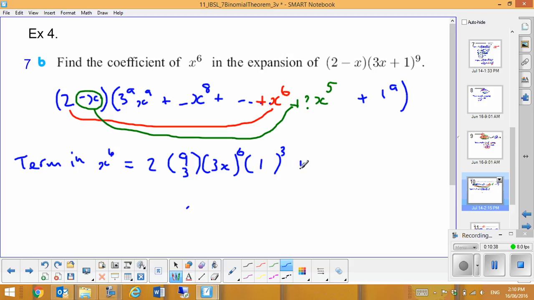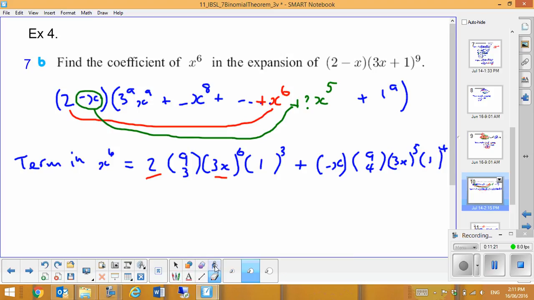Then the next term we want to add on to that, so this was the one I did in red, where we're going x to the 6th and multiplying with the 2. Now we want to do the green one. We want to go minus x times our term, 3 brackets. This is 9, here's our 3x, this is our 1. This time we want a power of 5 on it, whatever makes the power of 5. So that means this is a 4 and this is a 4.